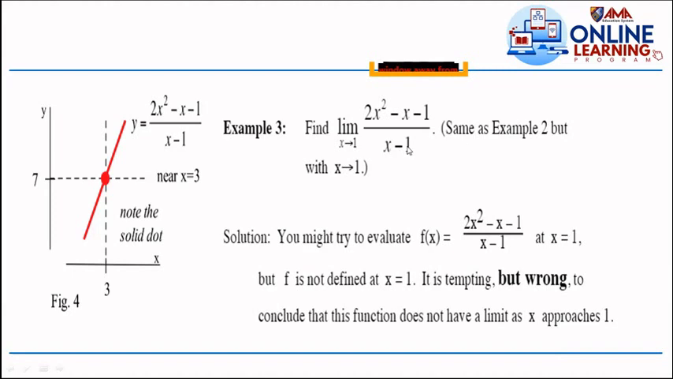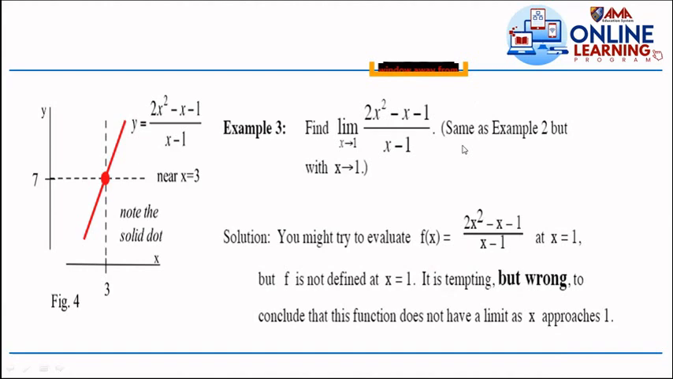X minus 1 dito sa taas, x minus 1 din. So we have 2. So the second factor is 2x plus 1. X minus 1, 2x plus 1, x minus 1. So yung x minus 1, x minus 1 will cancel. What's left will be 2x plus 1. So as x approaches 1, 2 times 1 is 2 plus 1. The answer is 3. So using the algebra method, our limit is equal to 3.